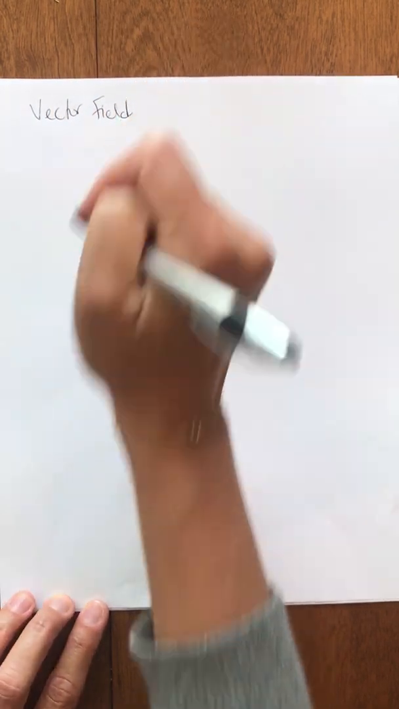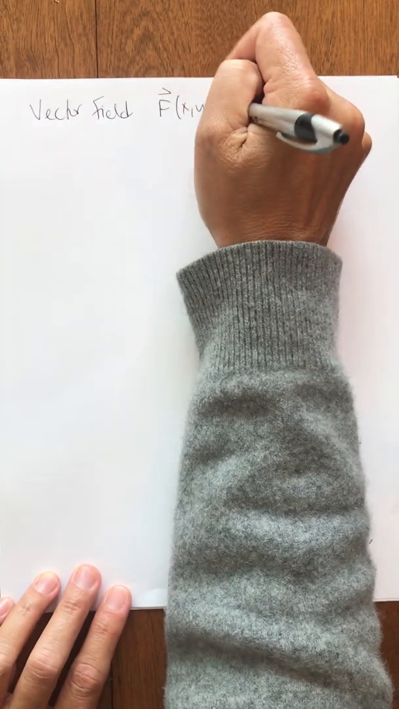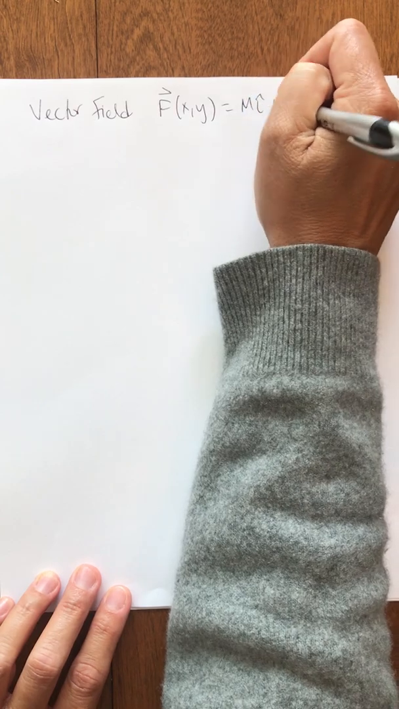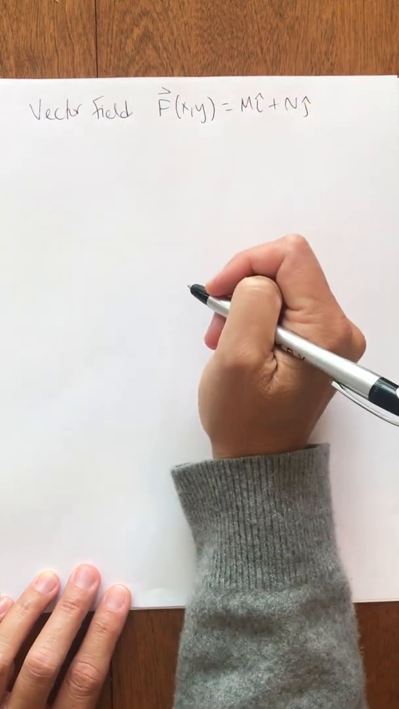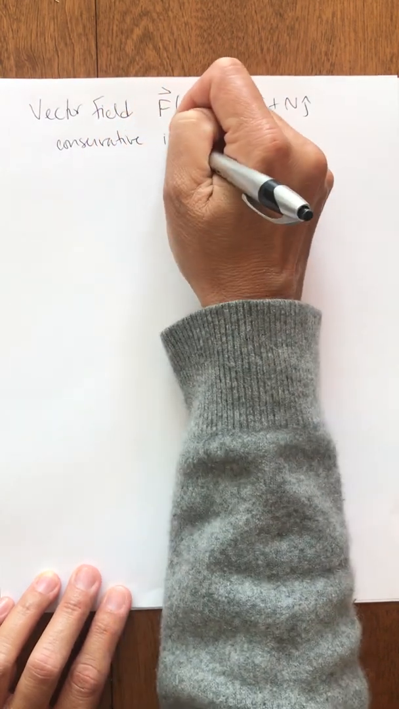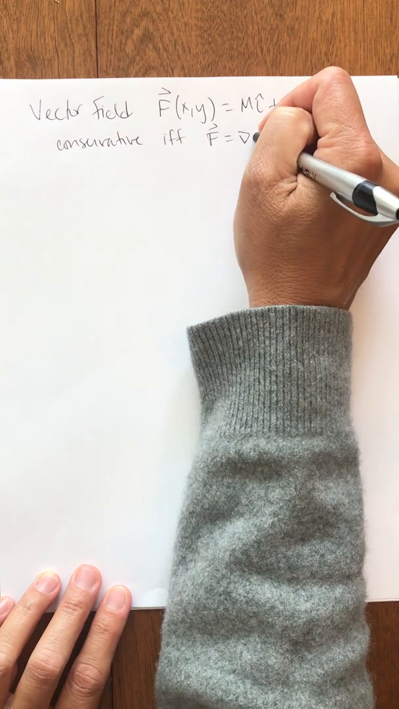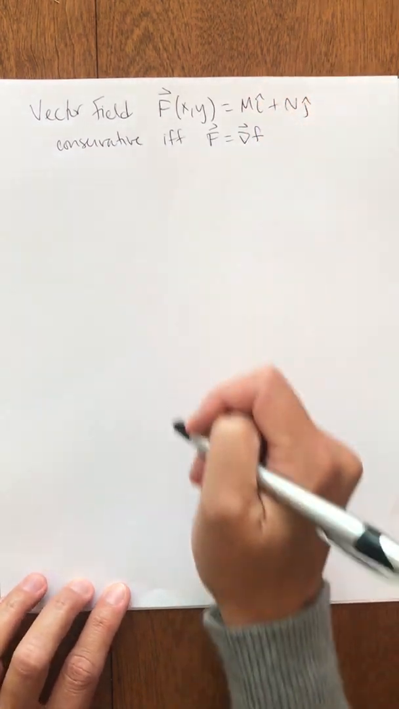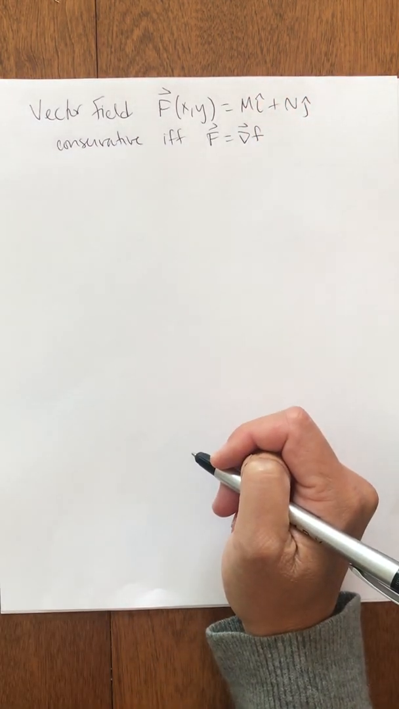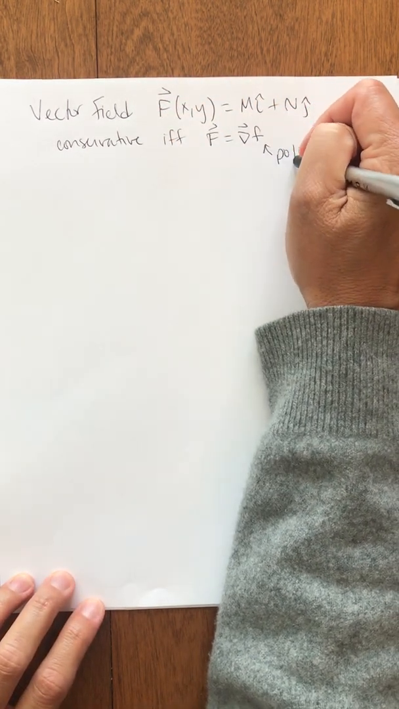And remember that a vector field assigns a vector to every point. We looked at a vector field in terms of x, y that is m i hat plus n j hat. It's conservative if and only if this vector field is the gradient of some function f. If it is the gradient of some function f, we call f the potential function.